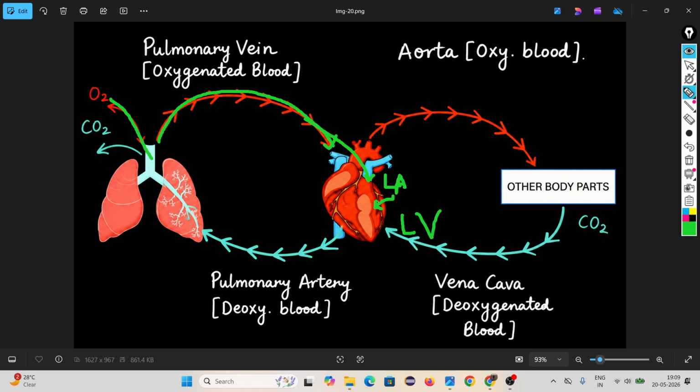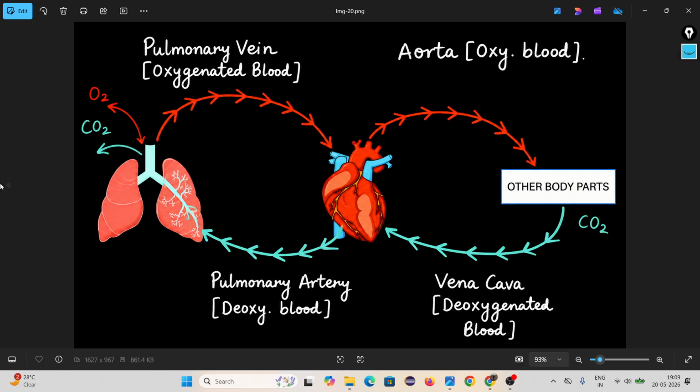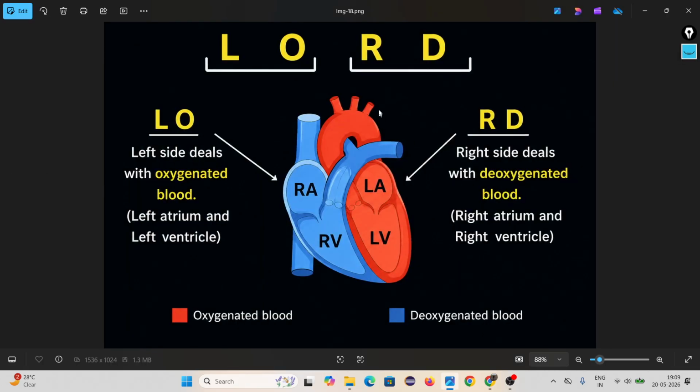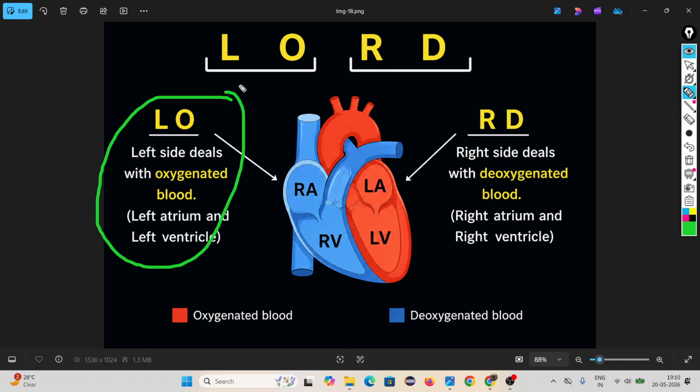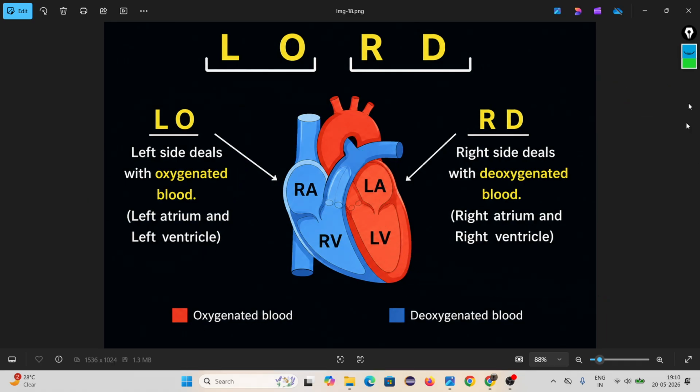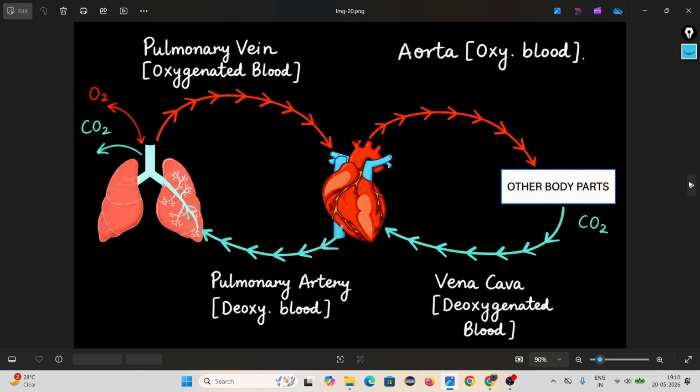Oxygenated blood always deals with the left side. It means from the pulmonary vein it comes into the left atrium, from the left atrium to the left ventricle, and from the left ventricle to the arteries. Okay, look.